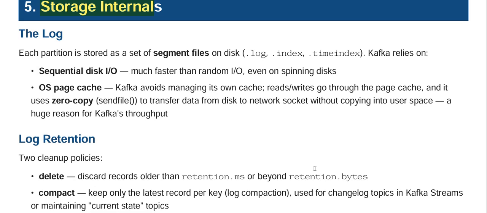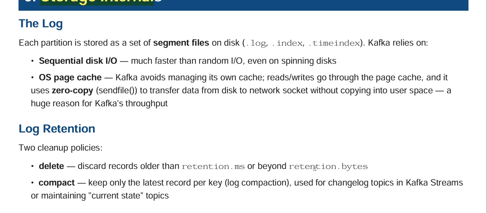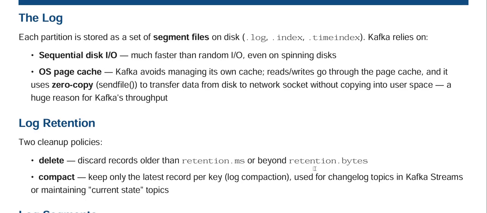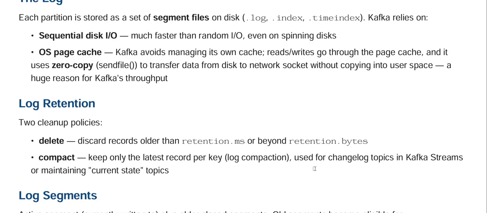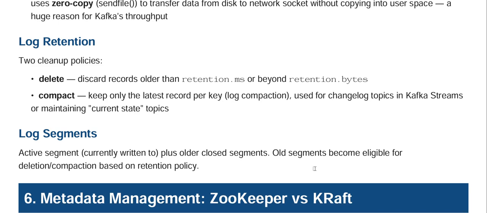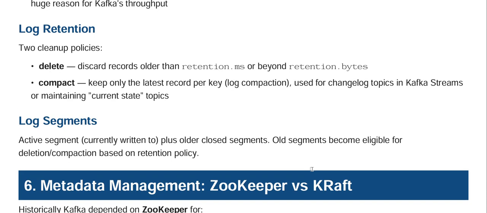Log retention and cleanup policy: delete discards records older than retention.ms or beyond retention.bytes. Compact keeps only the latest record for each key. We have multiple log segments based on time and generation. Compacted topics are used as changelog topics in Kafka Streams, maintaining the current state. Topic log segments: the active segment is the one currently being written to, plus older closed segments. Older segments become eligible for delete and compaction based on the retention policy.